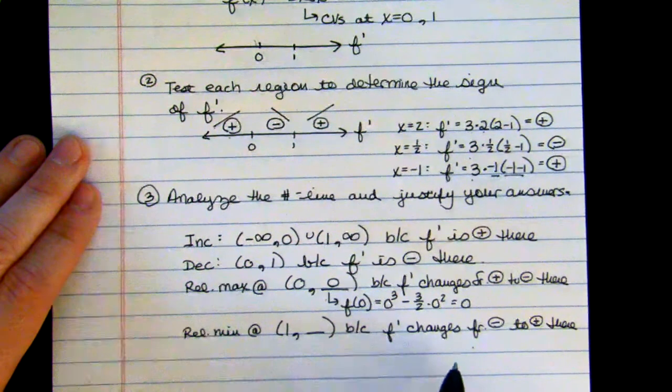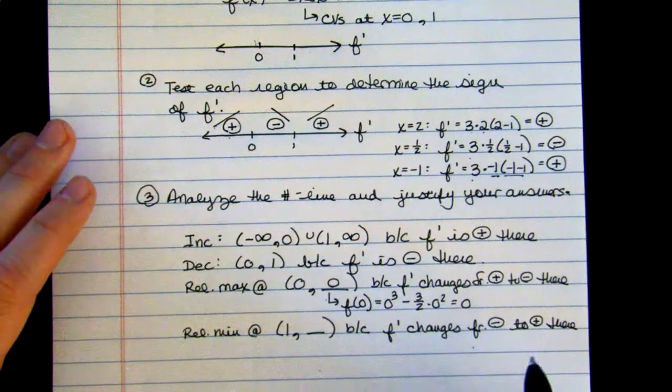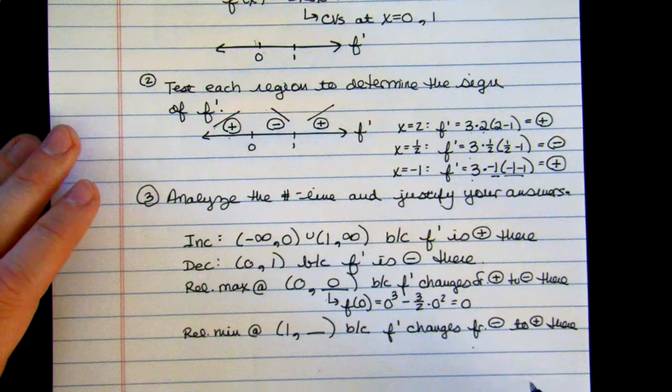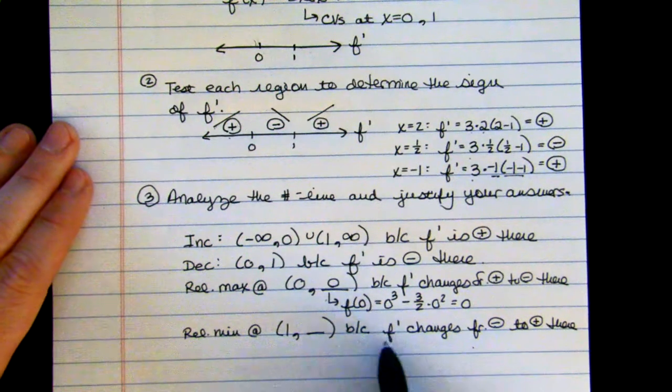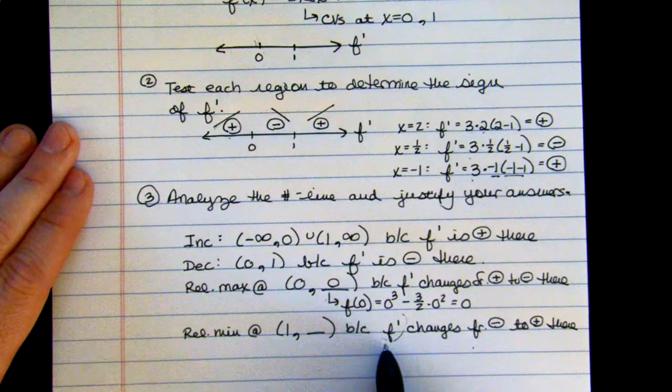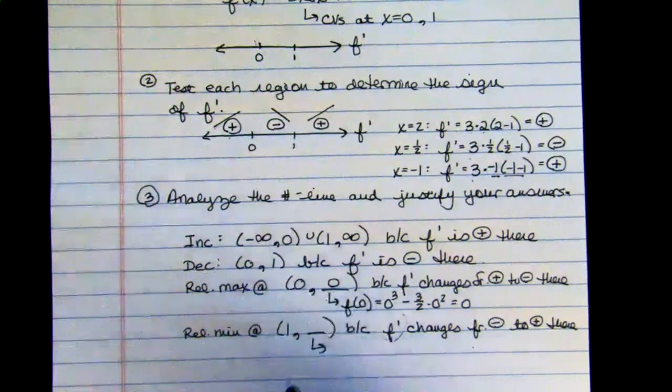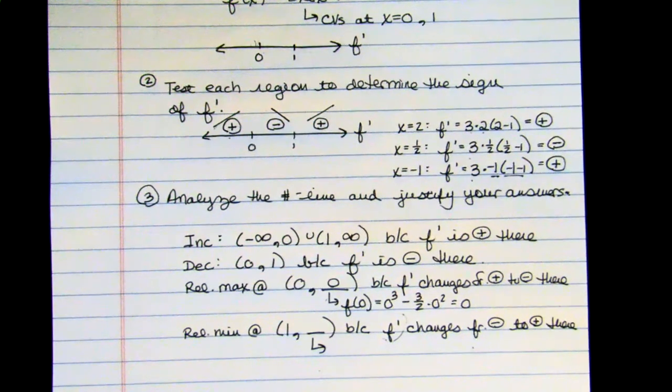Do not say it is changing from negative to positive. Well, what is? F prime, in a moment we'll deal with f double prime. I need to know specifically what function is changing, so in this case, f prime. Take a moment, go find your y-coordinate. 1 comma, what?